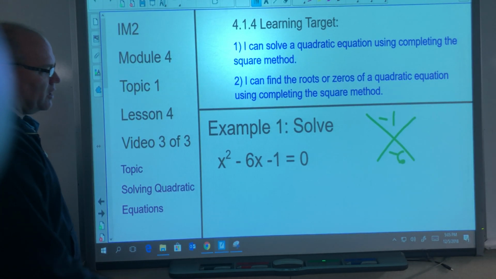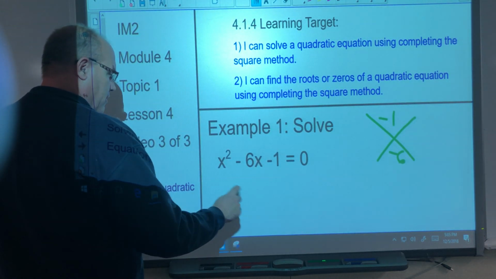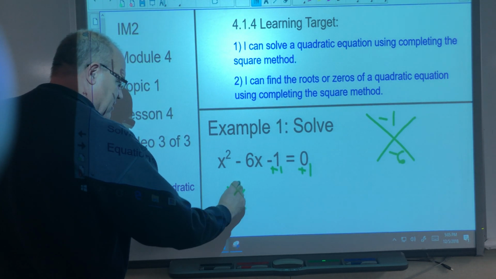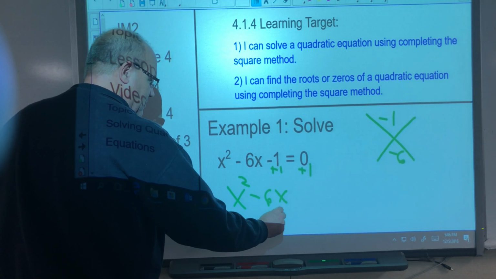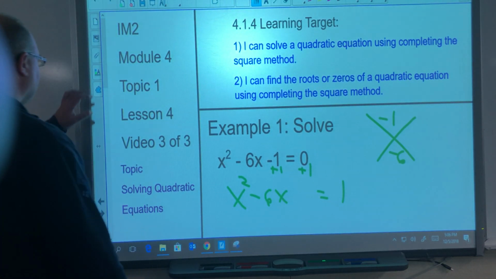All right, so the first thing we're going to do is take that -1 and move it to the other side. So we're going to add 1 to both sides. And we're going to get x squared minus 6x equals 1.